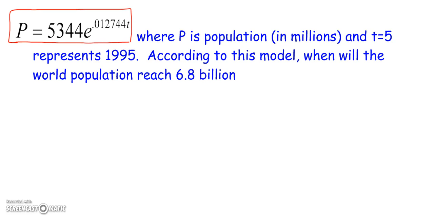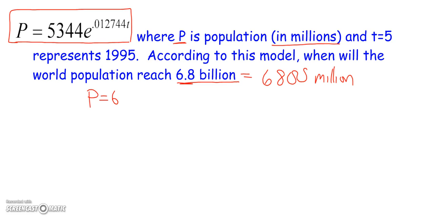And here's the tricky part. Population is measured in millions. Well, what's 6.8 billion? How many million is that? If you think of 6.8 billion, that's 6,800 million. These two would be equivalent. So when we're substituting a value in for p, it's not going to be 6.8, and it's not going to be the actual number 6,800,000,000. We're not going to write that. It's actually going to be 6,800 that goes in for p.